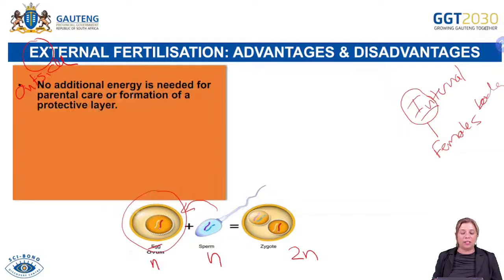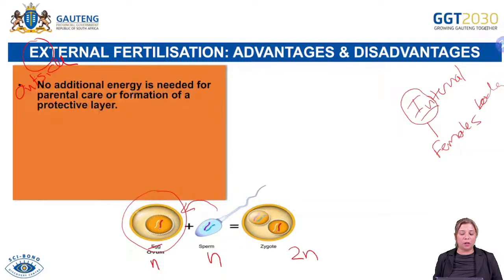Had the eggs been in her body and the male fertilized them, it would have been internal fertilization. So there's no additional energy needed for parental care, because what's happening? The female fish lays the eggs. The male fish deposits the sperm over the eggs. Those eggs are now lying at the bottom of the ocean, and they're going to hatch a little later on, and then we're going to have young fish developing from those eggs. As you can imagine, with external fertilization there are a lot of dangers involved, because other fish feed on smaller fish.